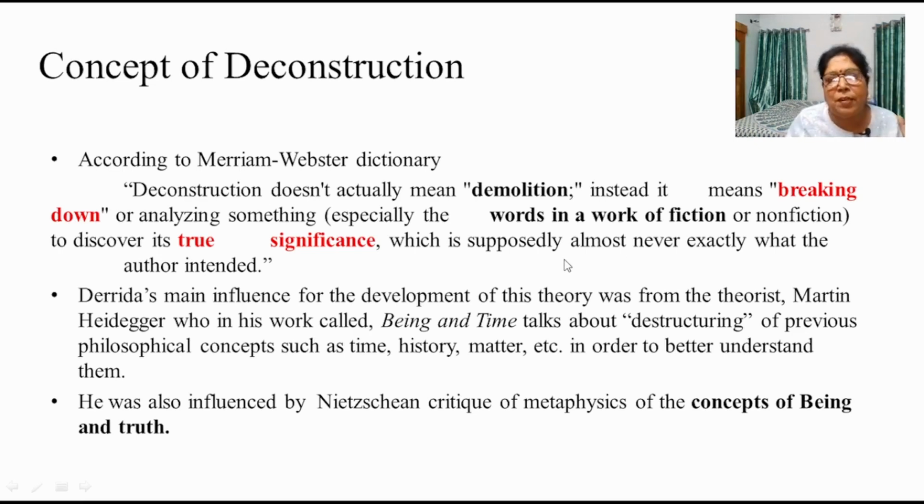Author may have some different interpretation, but when we have broken it down to analyze something, then the different meaning would definitely come out. Derrida's main influence for the development of this theory was from the theorist Martin Heidegger, who in his work called Being and Time talks about destructuring of the previous philosophical concepts such as time, history, matter in order to better understand them. Derrida was influenced by Martin Heidegger, and he was also influenced by the Nietzschean critique of the metaphysics of the concept of being and truth.